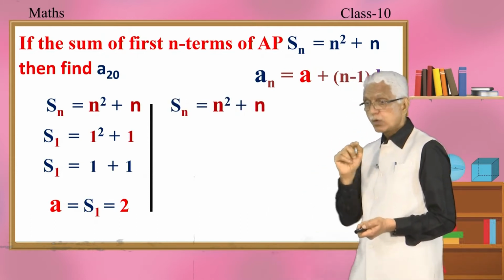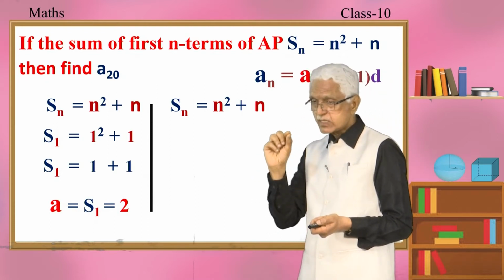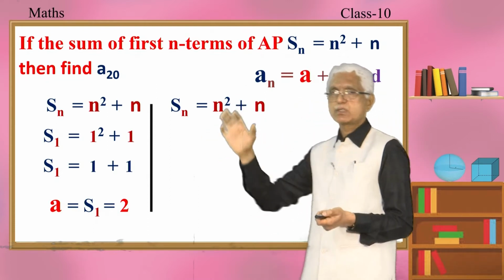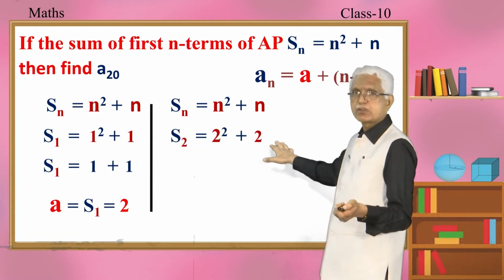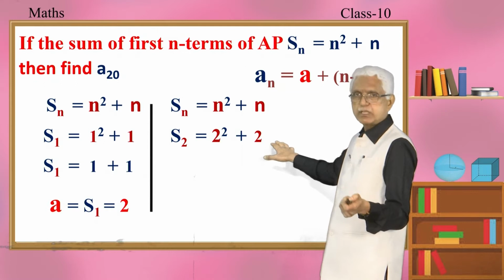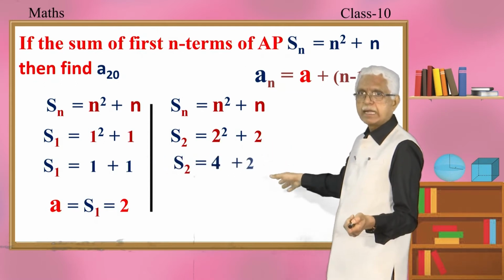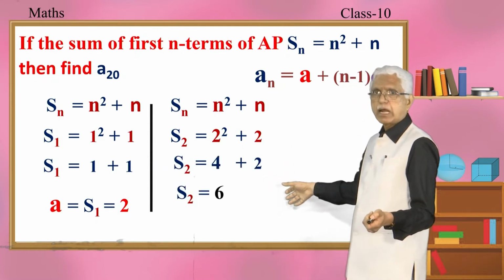What is S2? Sum of the first two terms. How do I find out? Just observe, my dear children. In place of n, I have to substitute 2. So S2 is equal to 2 square plus 2, and that is 4 plus 2, and that is 6.